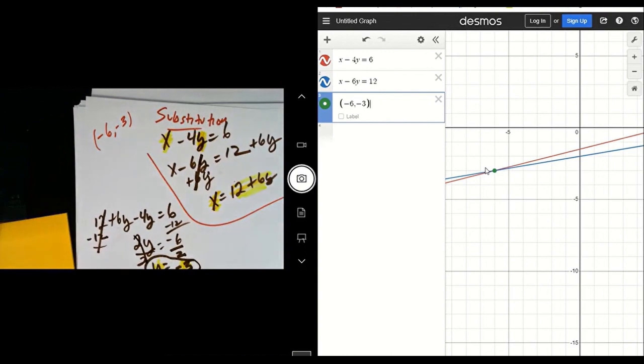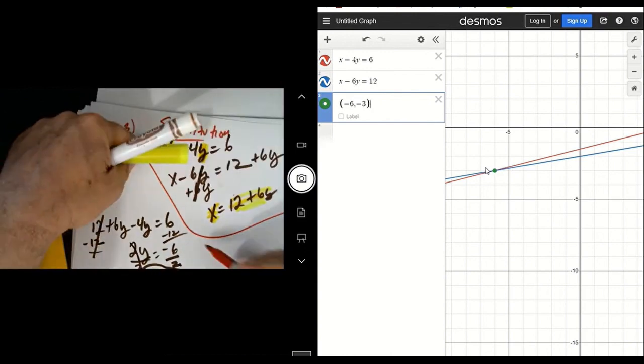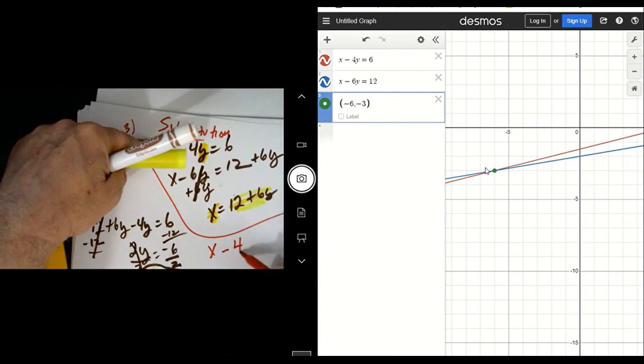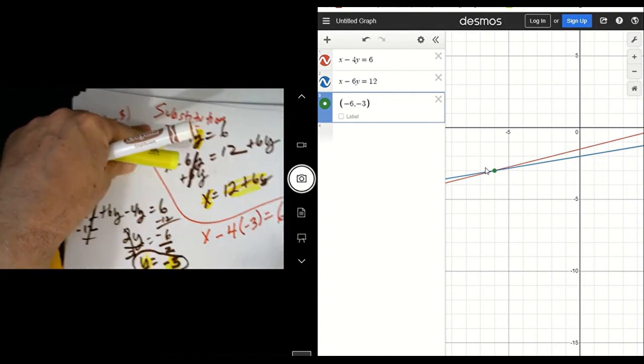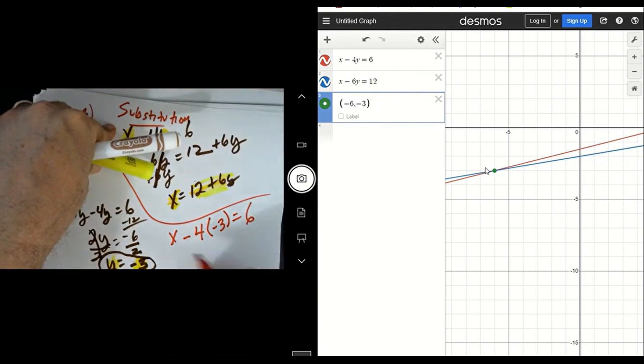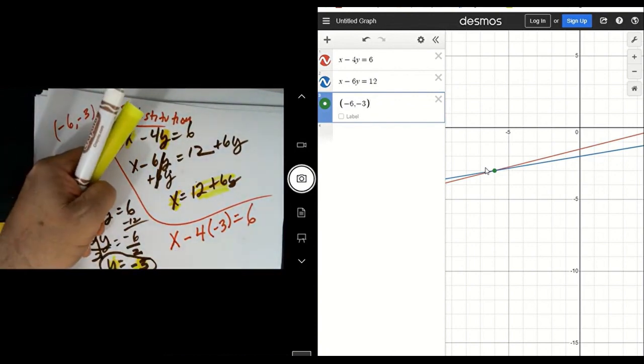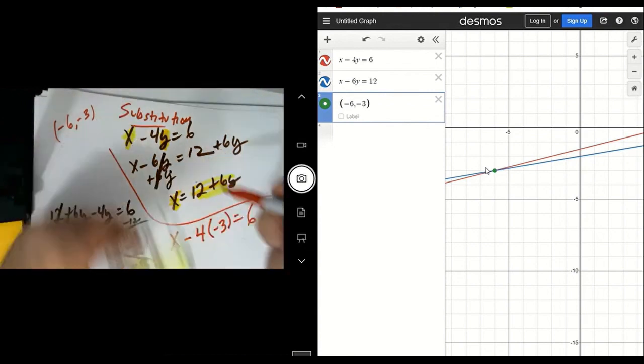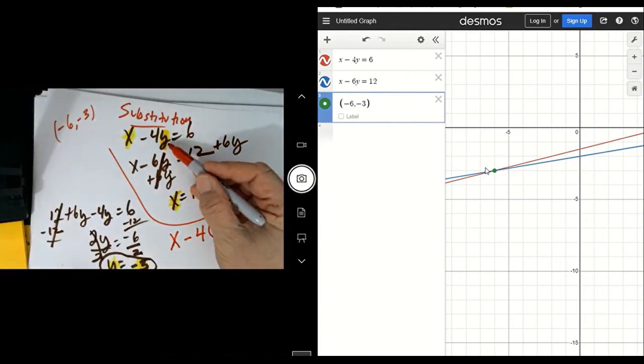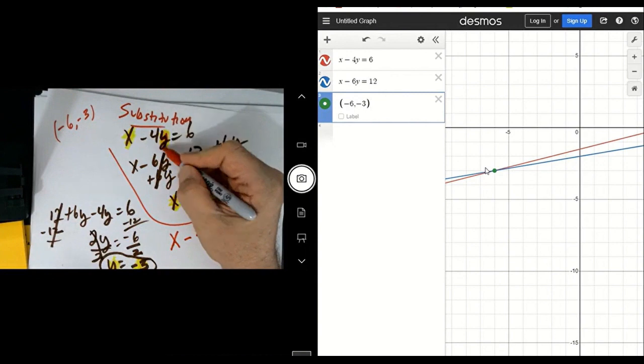Okay, so here we go. I'll do it in red. So right here, we go x minus 4 times y. What does y equal? y equals negative 3 equals 6. Here we go. x minus 4y equals 6. One more time. We took this one here. We had y equals negative 3, so we're substituting it for this y up here. Okay? Put it in red here.